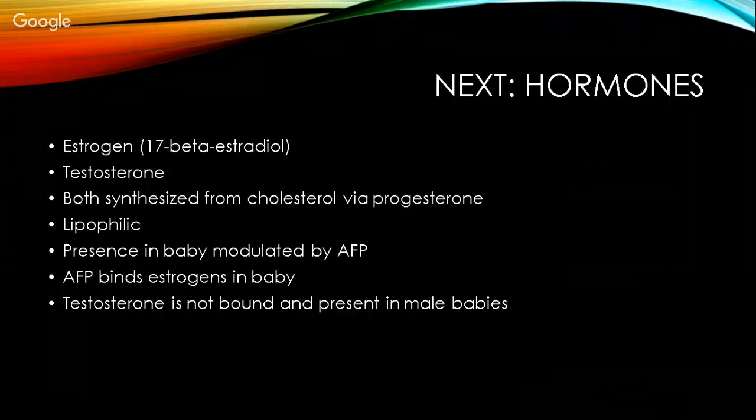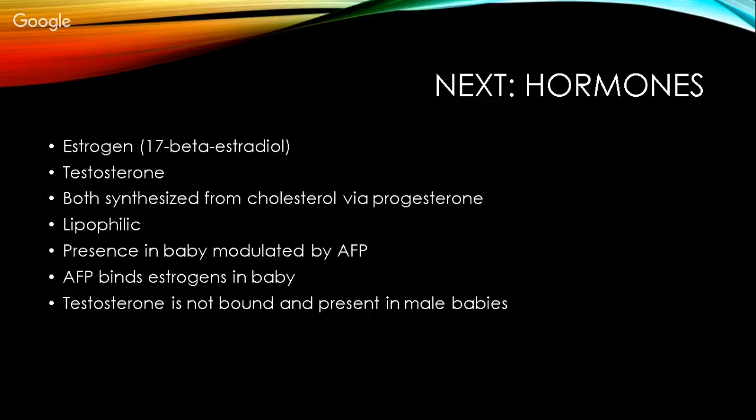Other determinants include hormones: estrogen, receptor beta estradiol, testosterone. Both of these are synthesized through sort of the same pathway, and that has some consequences in that if you disrupt the pathway some, you end up with the last branch point in terms of hormones. They are lipophilic, so they are present throughout most of the body. This is a problem during pregnancy if you think about it, because being present through the entire body, it's going to be present in mom, particularly estrogen. And the baby would be swamped with estrogen.